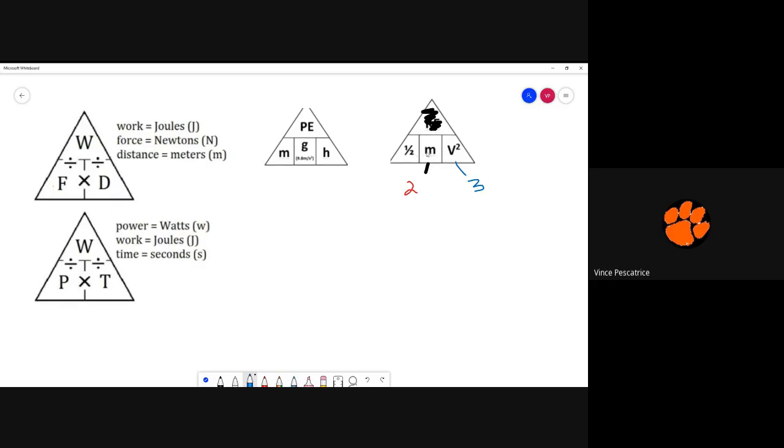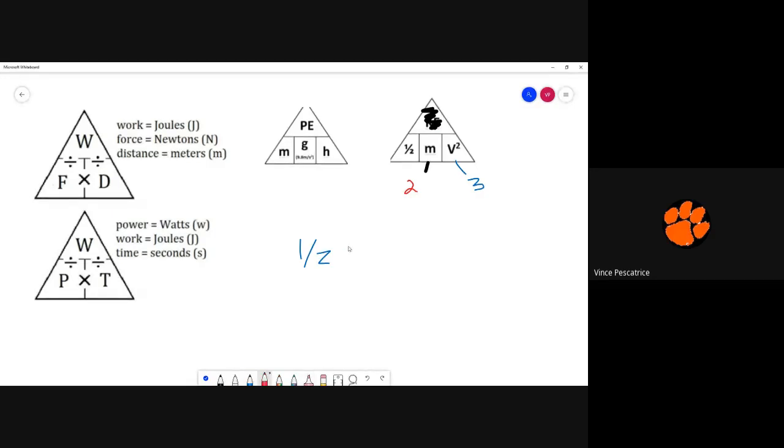So it's going to be 1/2 times the mass, 2, times the velocity, which is 3. And remember the square right here, so it's going to be squared. If you put this all into a calculator, make sure you put this in parentheses, otherwise it'll square your entire answer.